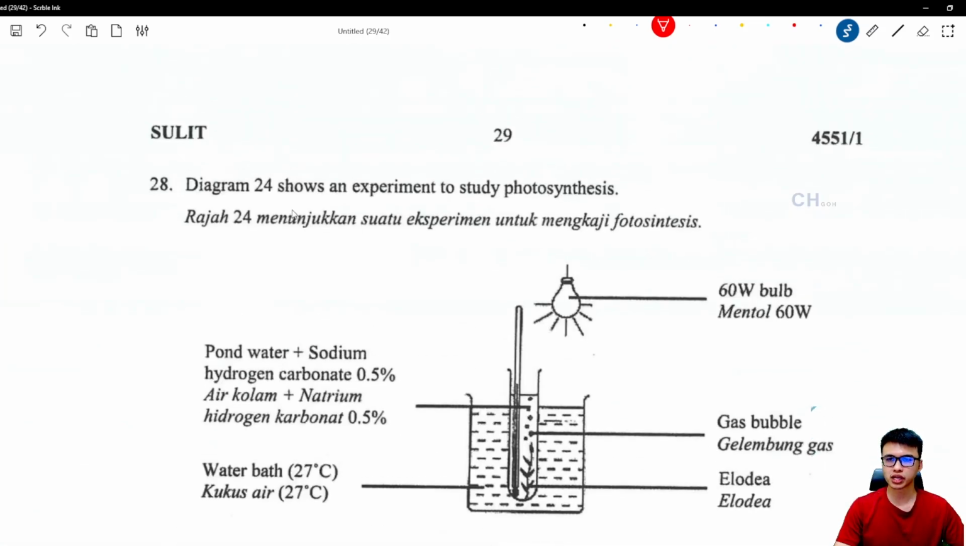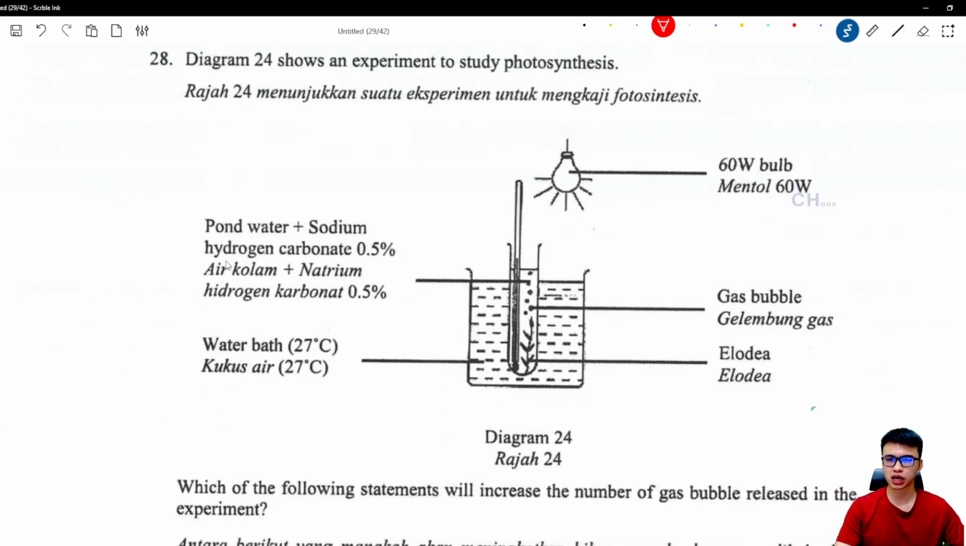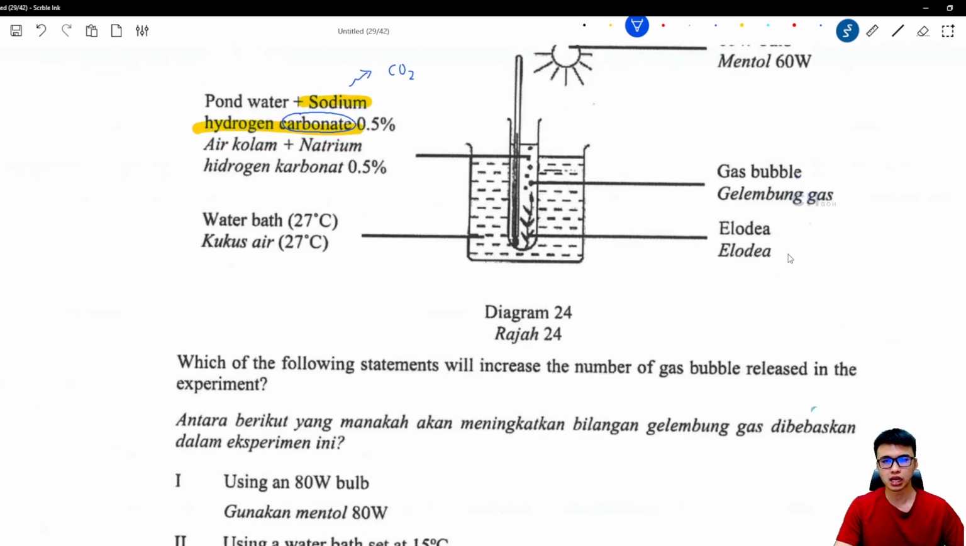Alright, so let's continue. Question 28 shows an experiment to study photosynthesis. We have pond water and sodium hydrogen carbonate. Okay, what is the function of sodium hydrogen carbonate? When you see carbonate, you will know this will provide the carbon dioxide. Why? Because carbon dioxide is needed in photosynthesis. So, let's look at the question here. Which of the following statements will increase the number of gas bubbles released in the experiment? The gas bubble released here should be oxygen, because we are talking about photosynthesis. So if you want to increase the production of gas bubbles, you are trying to increase the rate of photosynthesis.